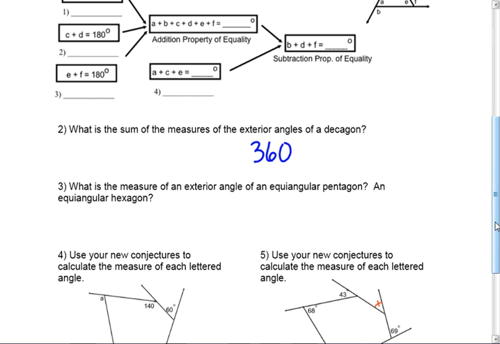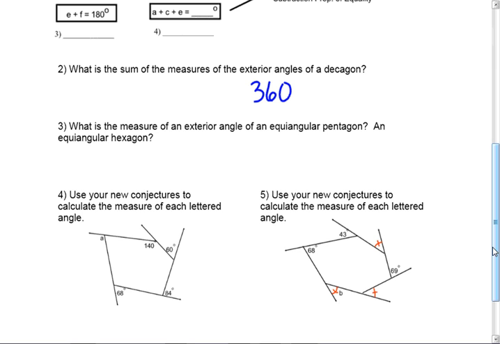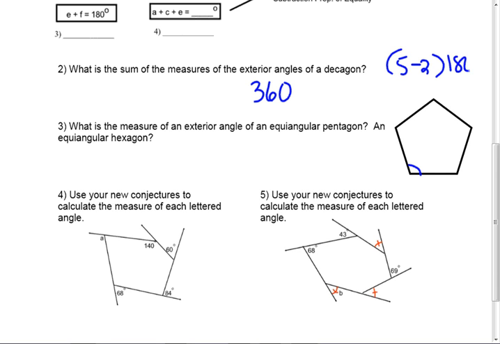What is the measure of an exterior angle of an equiangular pentagon? No, I want one of them. So let's draw a pentagon. That would be right here. So you need to know what this angle is. Well, I've done this problem so many times, I know what that angle is. It's 108, because it's 5 minus 2 times 180. That gives you the sum, and you have to divide it by how many angles there are. 5. So that's 108. What's the exterior angle then?